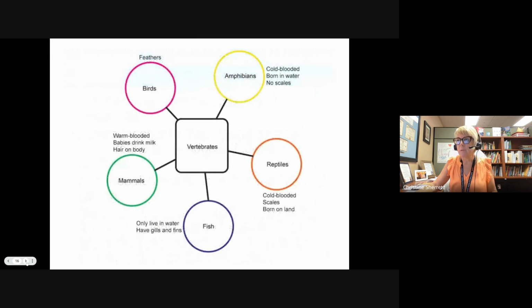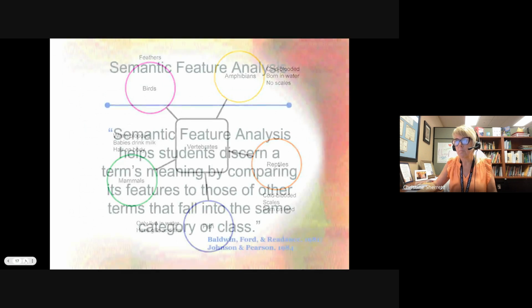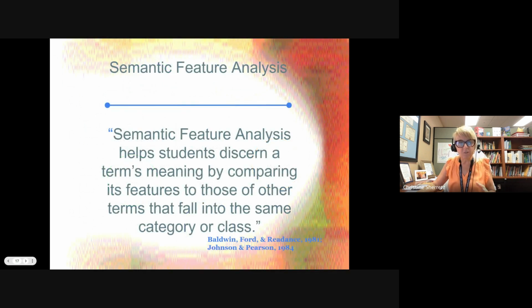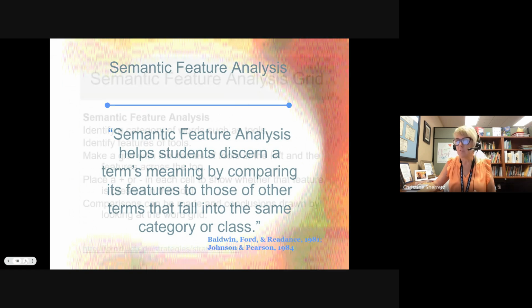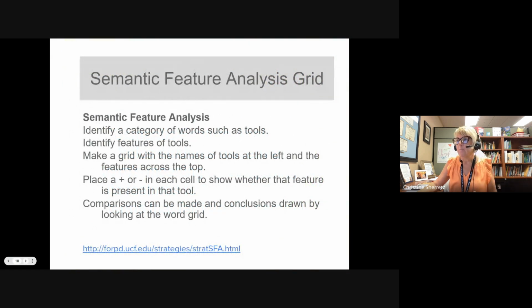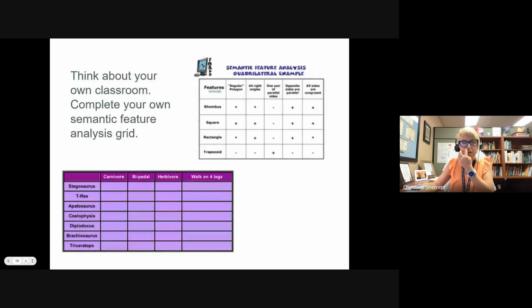A semantic map. This is an example. Here we have vertebrates, and we can see birds, amphibians, reptiles, fish, and mammals, and so this is another way that we're visually showing the word. Semantic features analysis is a great strategy. And I'm just going to show you an example. This is like a graph here.